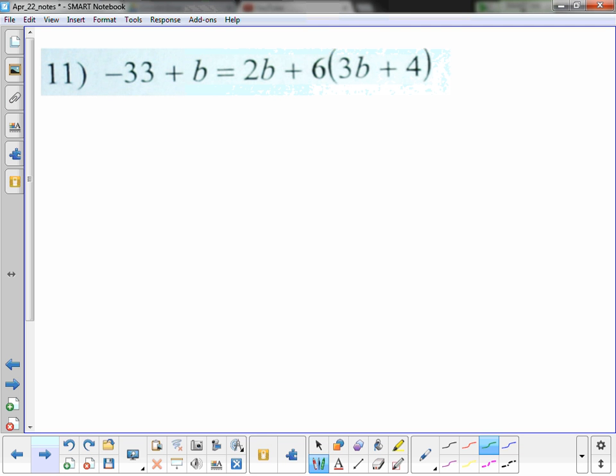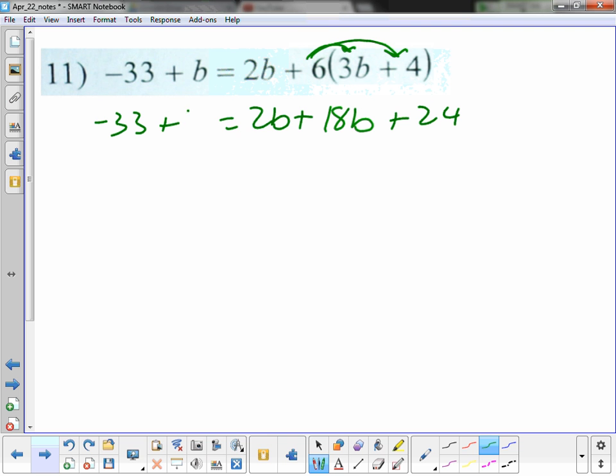Okay, -33 plus b equals 2b plus 6 times the quantity of 3b plus 4. So here's my distributive property part. I'm going to go ahead and take care of it first. That gets me an 18b plus 24. And I have the 2b, now the positive 18b, and I got a -33 plus b.